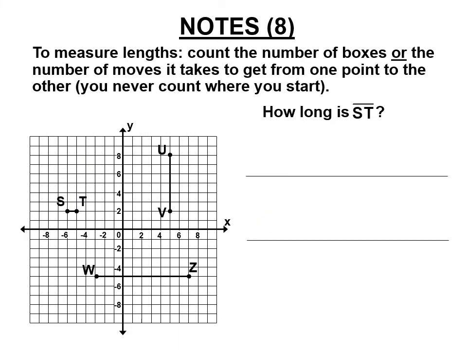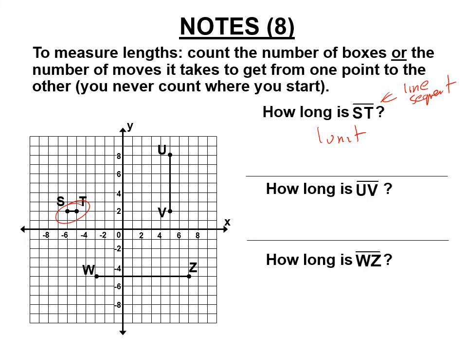So right, we've measured lengths already. This is sort of repetitive, but this is line segment ST. That's what 1 unit looks like. We've talked about that. So what are the rest of them? UV is 1, 2, 3, 4, 5, 6 units long. That's line segment UV. WZ is 1, 2, 3, 4, 5, 6, 7, 8, 9, 10 units long.